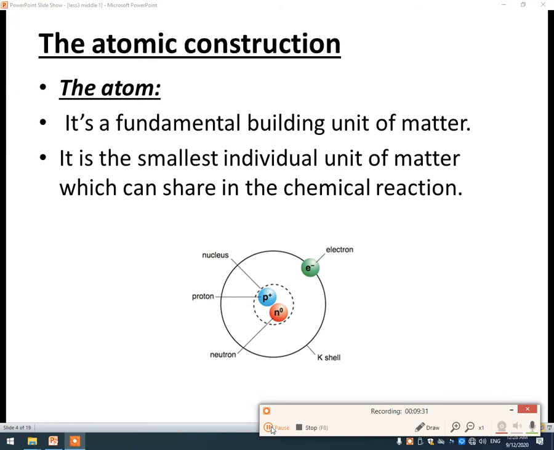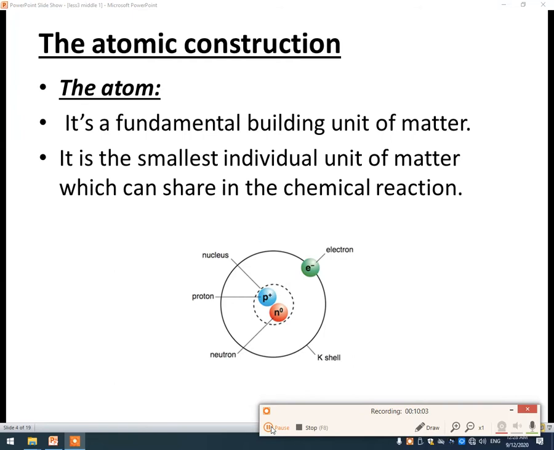And if I ask you a scientific term question, what is the fundamental building unit of matter, it will be the atom. We have also another definition in another way: it is the smallest individual unit of matter which can share in the chemical reaction. So only the atom in the matter can share in the chemical reaction, not the molecule, not the element. So the atom itself shares in the chemical reaction.